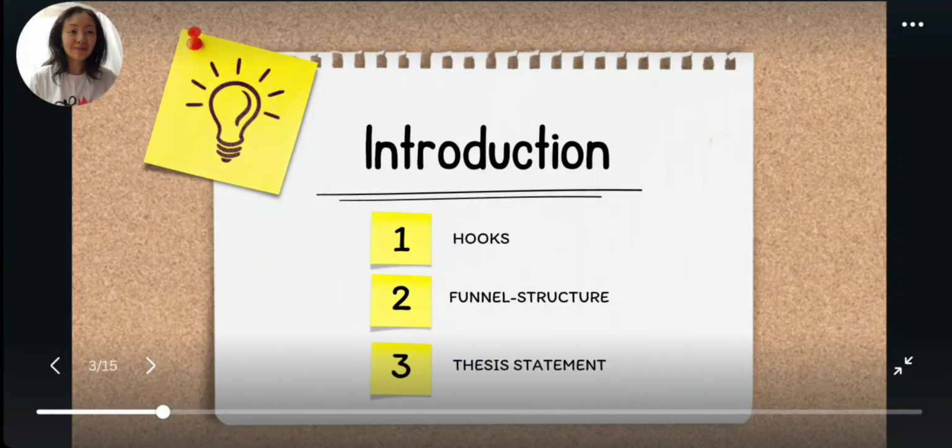So let's start. In general, there are three main points which we are going to discuss today, and they are hooks, funnel structure, and thesis statement. All these three things are really important when writing the introduction.